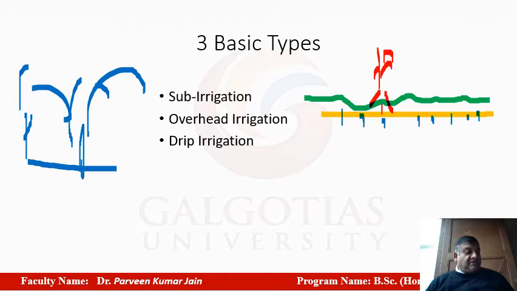Then drip irrigation, this is very common. This is a micro irrigation in which different drip lines are laid down, and they release the water drop by drop.